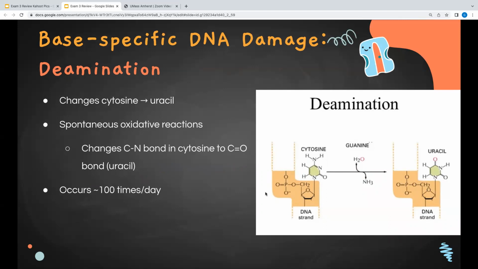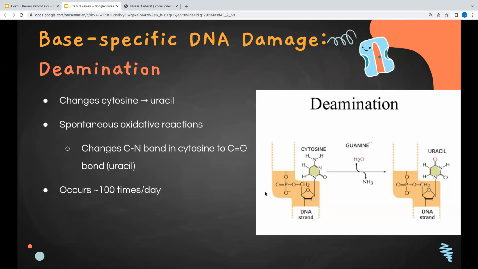This occurs roughly 100 times a day. And again, uracil is never supposed to be in DNA. So this is strand specific again. And I really like this example because it really speaks to evolution. One of the common questions scientists have been asking for millennia is, why does DNA not contain uracil? Why does it contain thymines instead of uracils? Well, it's probably because of deaminations.